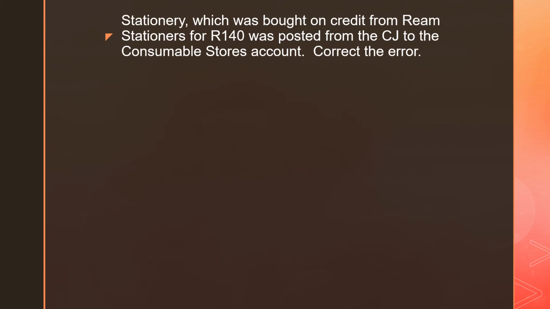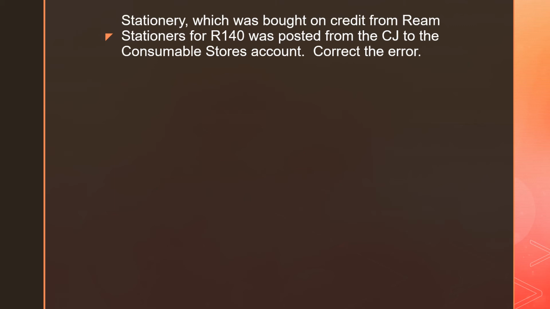Let's look at this example. Stationery was bought on credit from Ream Stationers for 140 Rand and was posted from the creditor's journal to the consumable stores account in the general ledger. Correct the error. So let's apply our rules. Establish which accounts are affected.